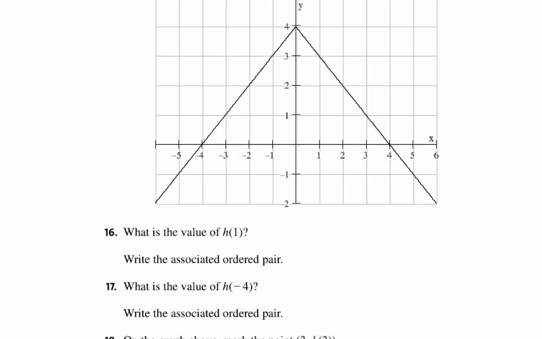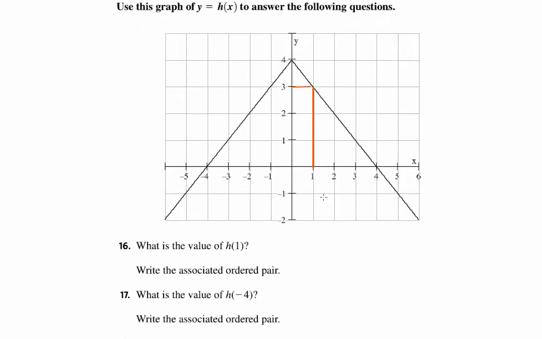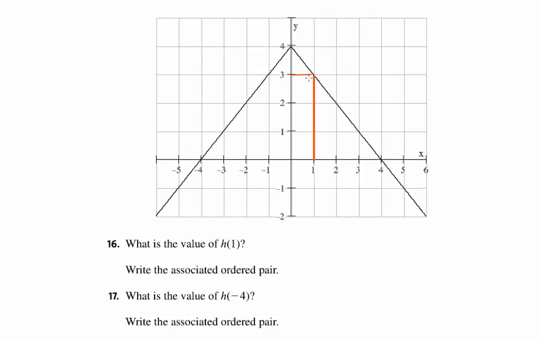Moving on to the last few questions, it says, use this graph to answer the following questions. What is the value of h of 1? So again, my input is 1, and I'm looking for my output. So you can see when my input's 1, my output is 3. And the ordered pair would be 1, comma 3.